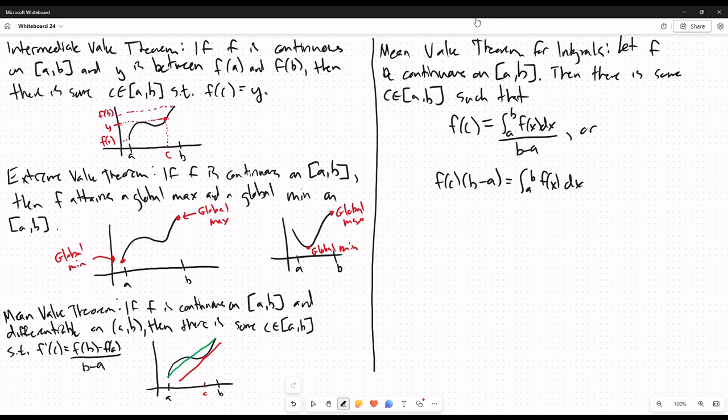And now we're going to talk about a new mean value theorem, the mean value theorem for integrals. Let f be continuous on [a, b], then there's some c between a and b such that f(c) equals the integral from a to b of f(x) dx divided by (b minus a), or f(c) times (b minus a) equals the integral from a to b of f(x) dx. So what does this look like? Well, let's say I have a graph. We'll do the same graph that we've been doing in all these other pictures.